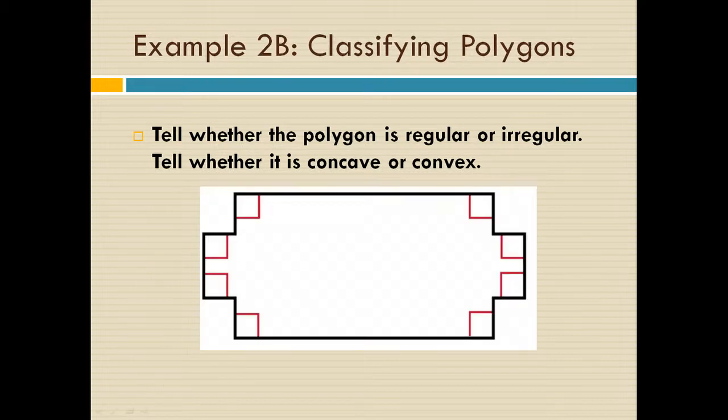Let's look at this. All of our angles are completely and totally congruent. They're all 90 degrees. But the sides are not all the same. So this would be an irregular polygon. And if I draw a diagonal from this vertex to this vertex, these two, they would be on the outside. So this would be concave and irregular.